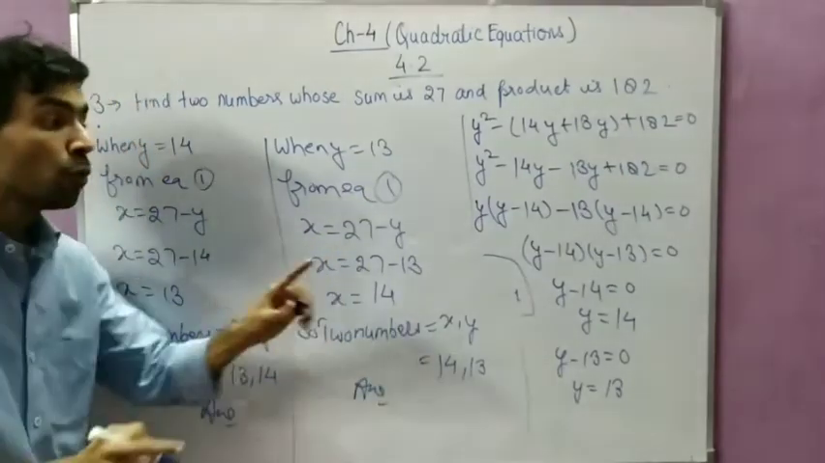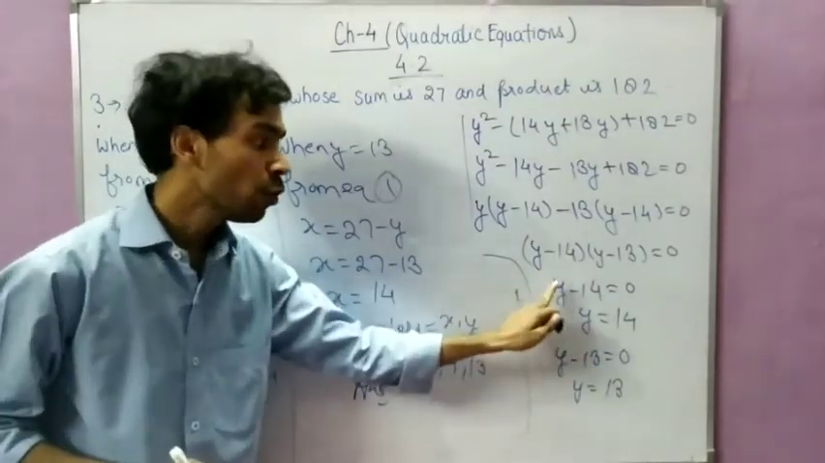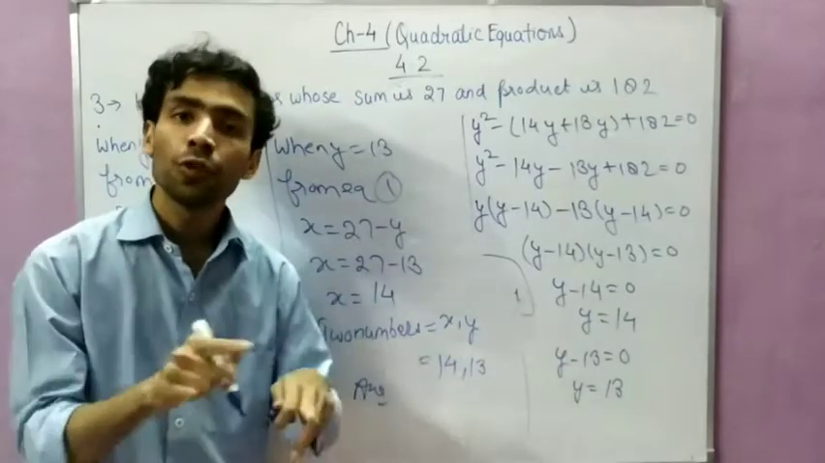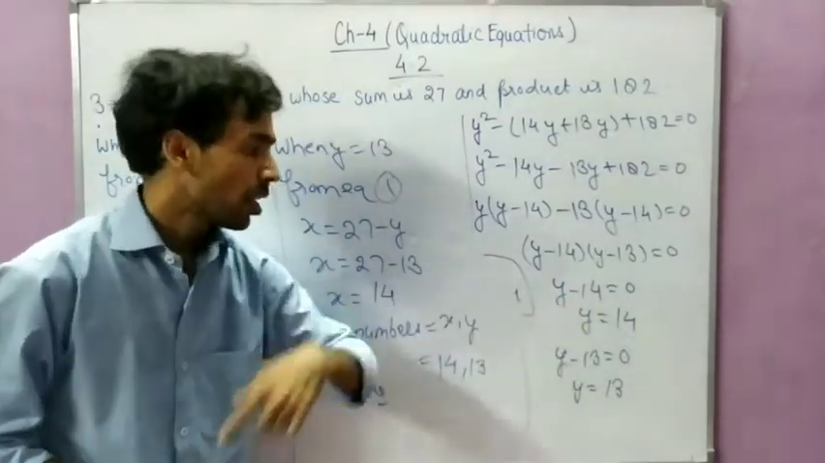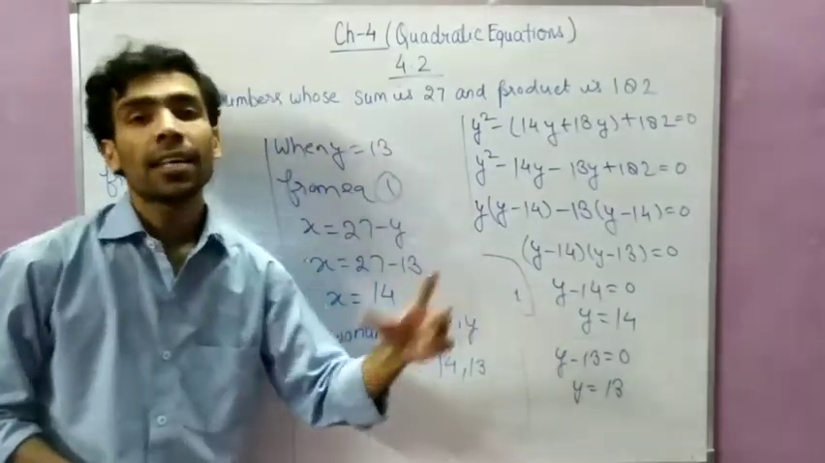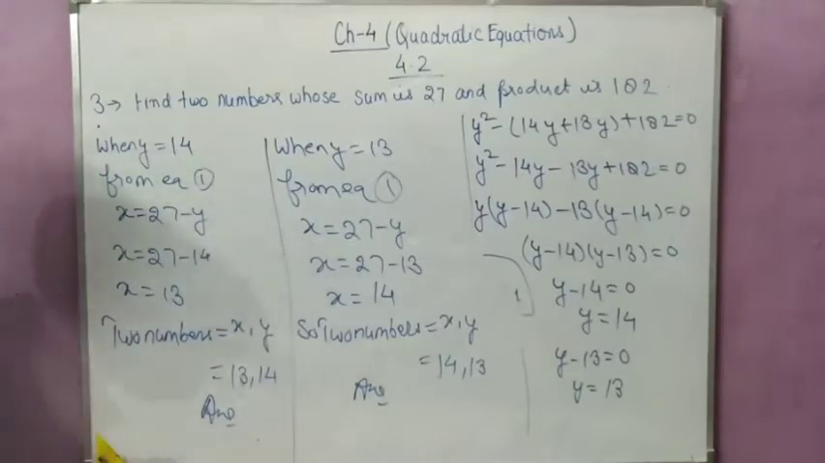You have to put both values of y. Okay, you can't put the single value of y, because we got two values of y, so we will get two values of x also. When y was 14, x will be 13. When y is 13, x will be 14. So that much is the solution of question number 3.